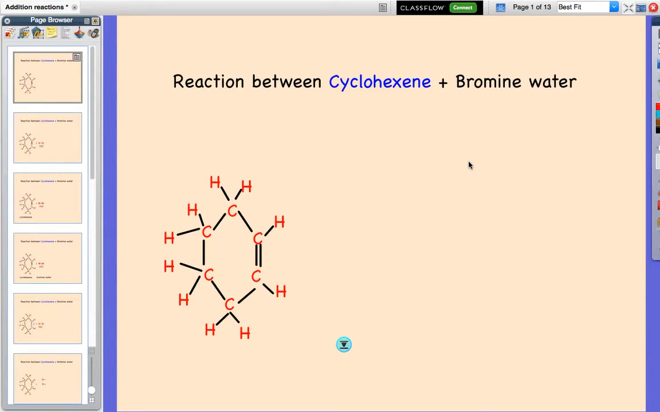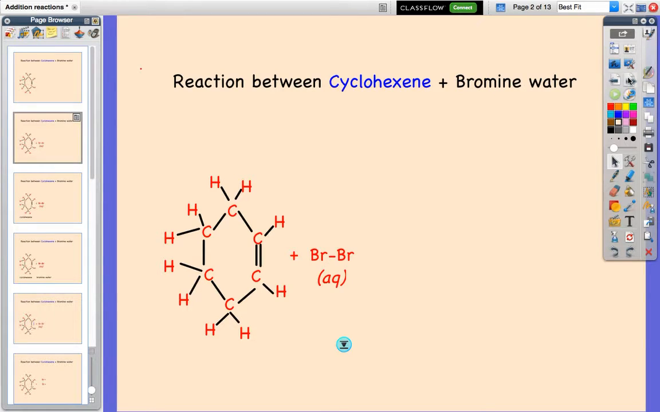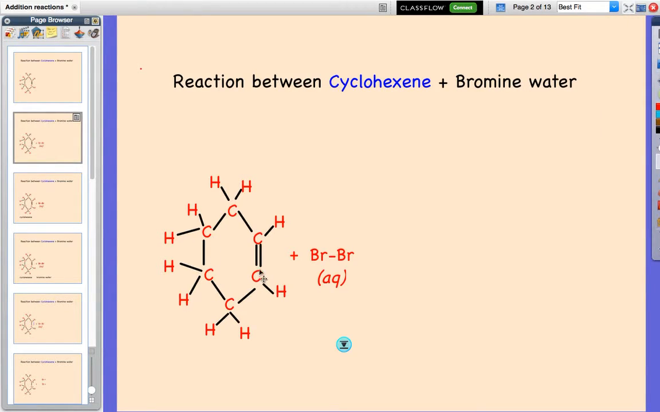This is our follow-up to the practical that we looked at last lesson, where we reacted unsaturated and saturated molecules with bromine water. So here I've got a molecule of cyclohexene, and we're going to show how it reacts with the bromine water. The cyclohexene has 6 carbons in its chain. You can see where the double bond is located between 2 of the carbon atoms, and there is no end to the chain, so it's cyclic in nature, hence the term cyclohexene.